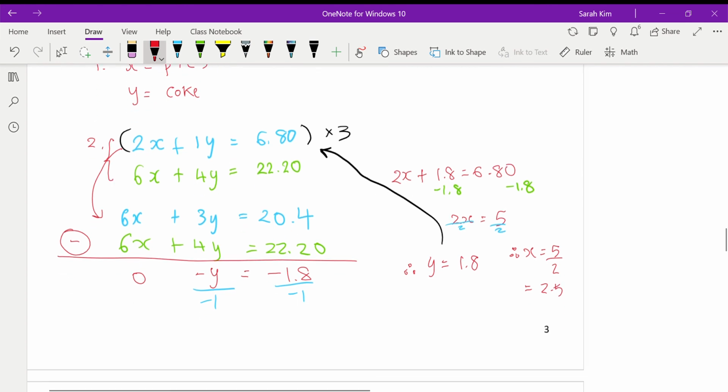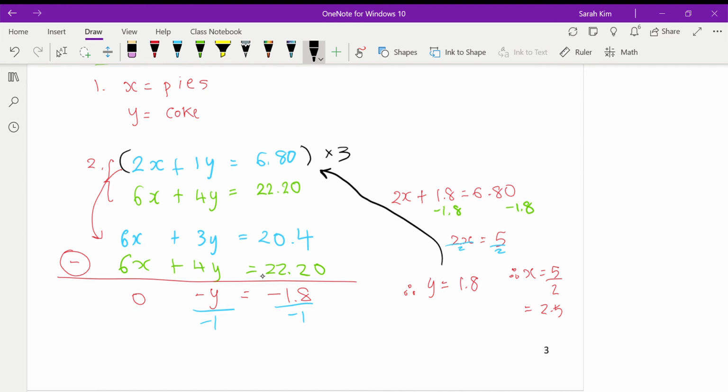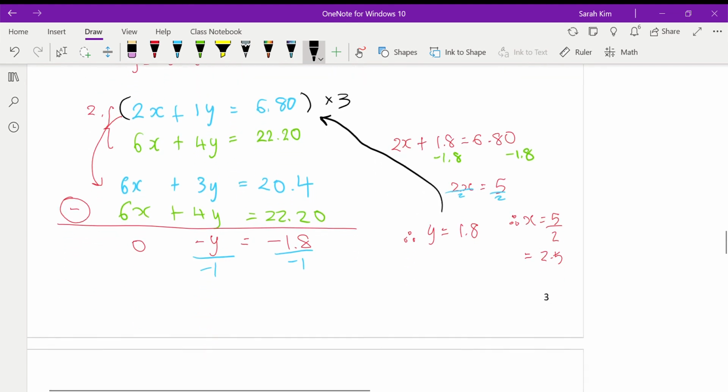So to determine the price of each of them, you want to conclude with a little bit of a sentence. So you can say, pie and Coke. So pie, which is the x, pie is $2.50, and can of Coke is $1.80. So you have to conclude with the sentence. That's it.